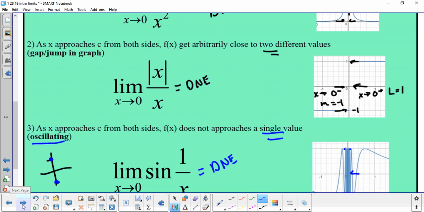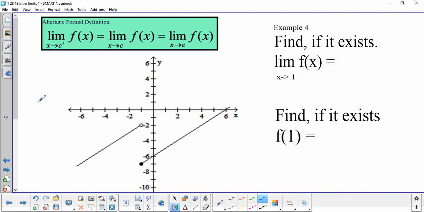So without further ado, the last thing we're going to do in this lesson is use this information. For example, if I were to ask you, given this graph, find, if it exists, the limit as x approaches 1. Right here, we notice that this is 1. And if you look at this, and I'll be very careful, as you approach 1 right here, what is the value getting closer and closer to?